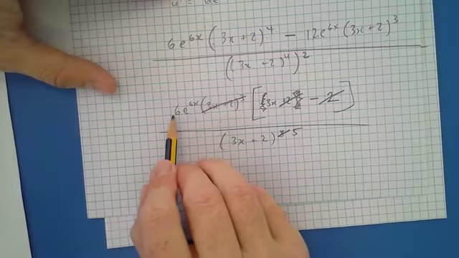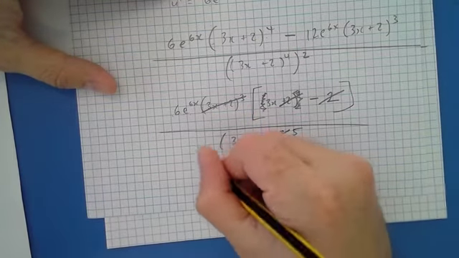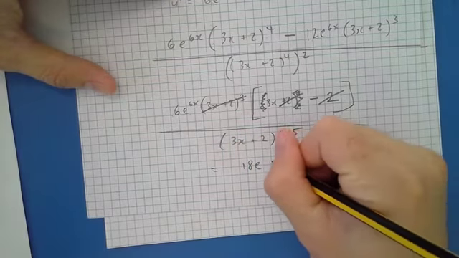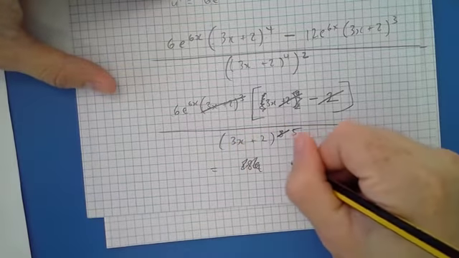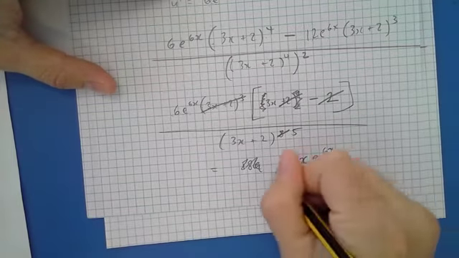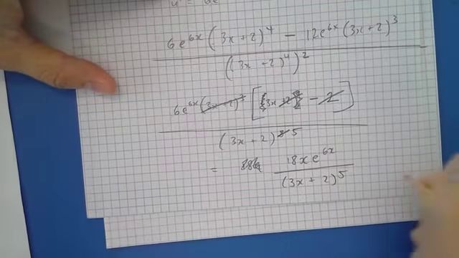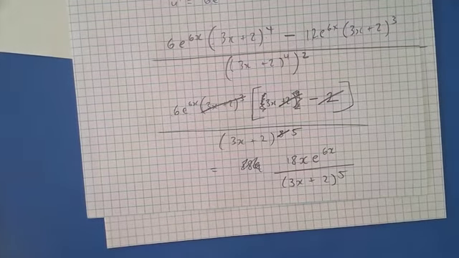Finally, 6e to the 6x times by 3x will become 18x e to the 6x. Oh, goodness me, it's fussy, isn't it? 18x e to the 6x all over (3x plus 2) to the power of 5, and that was the final answer. Yeah, look.